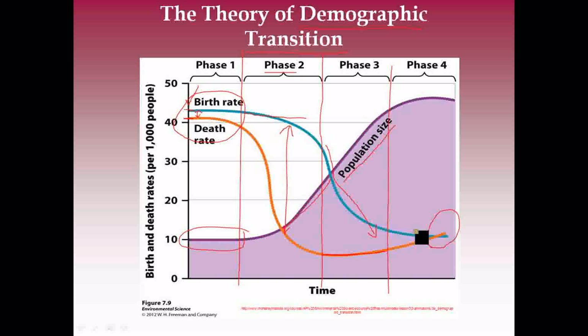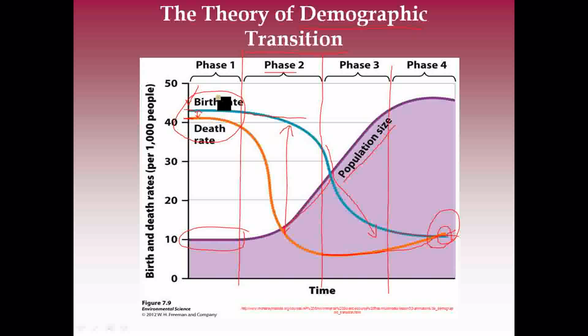Let's go to phase 4. In phase 4, we see a relatively low birth rate and a low death rate. But you notice the death rate climbing slightly in phase 4, and that's because this population has aged so much that now in phase 4, we almost see a higher death rate than we have of a birth rate. And that's exactly what we're seeing in Europe. So this theory of demographic transition pretty much holds true. It certainly holds true for our country.